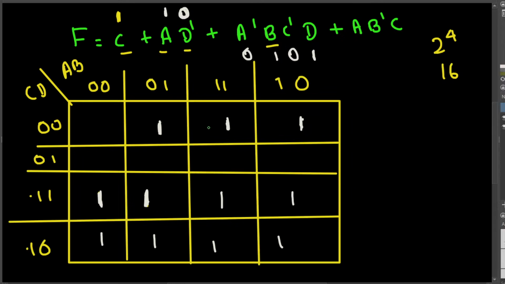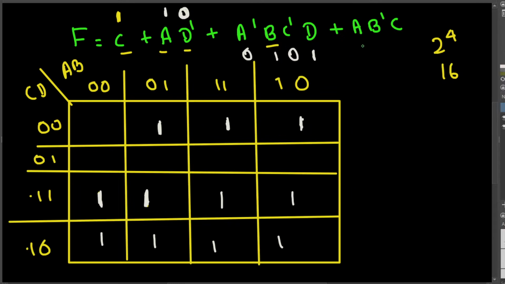And here you can notice one thing. When we have one variable, it affects 8 locations. When we have 2 variables, we get 4 of them. And when we have 4 variables, we are getting only 1 location. So this is something you can notice.